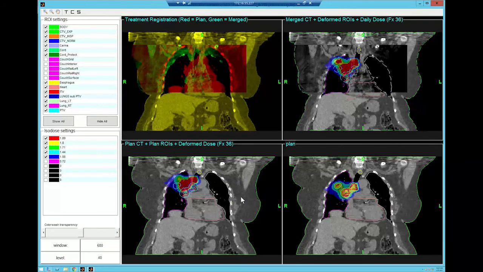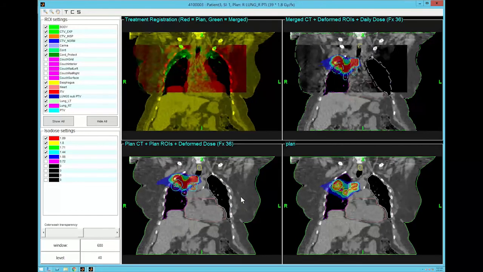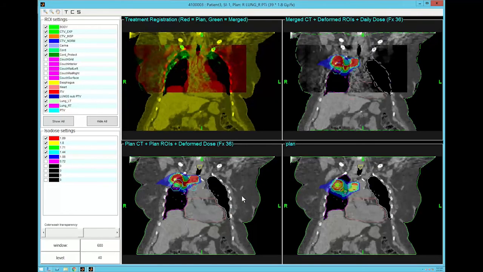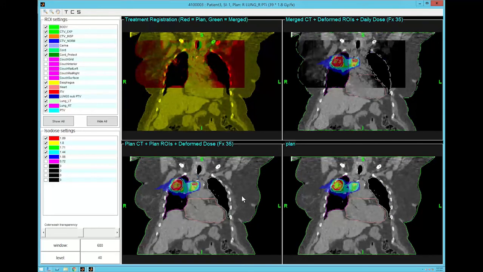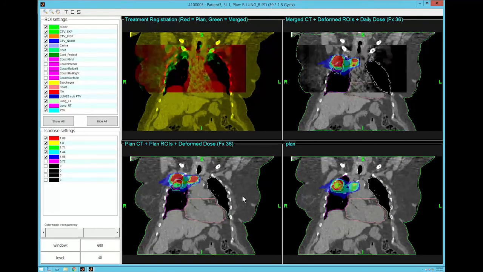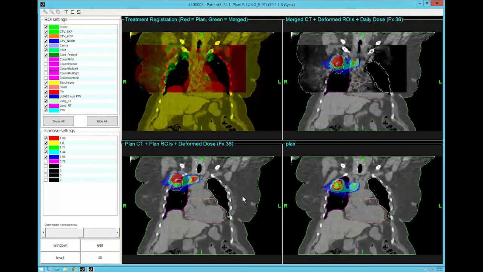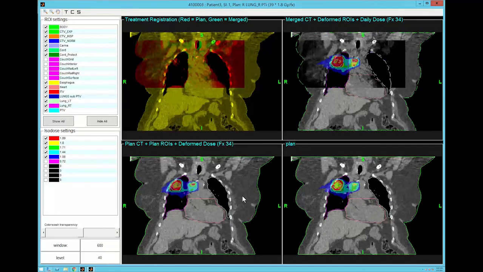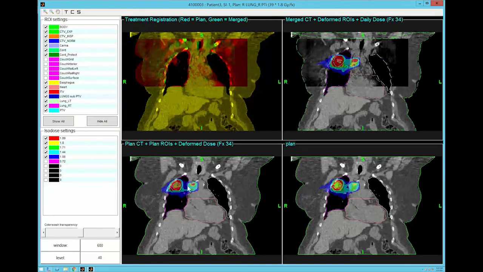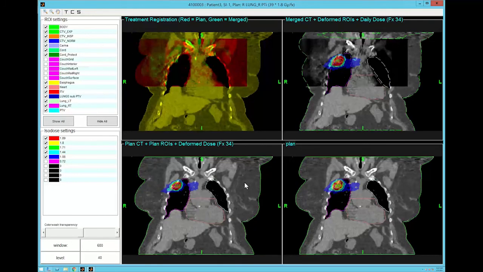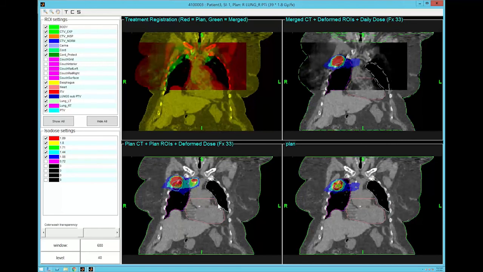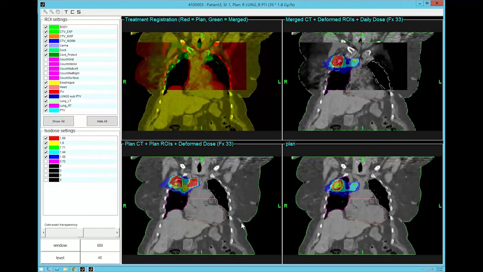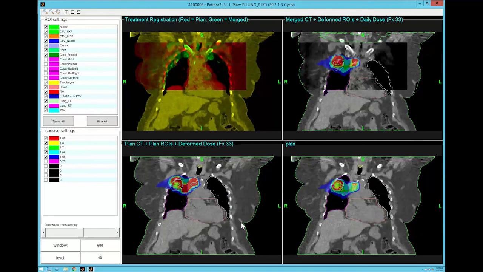And of course, as with the other viewers, you can cursor through, you can go to the different fractions as well, using page up, page down. And so you can see as well how the dose cloud looks between fractions and on different slices or different cuts through your CT image.